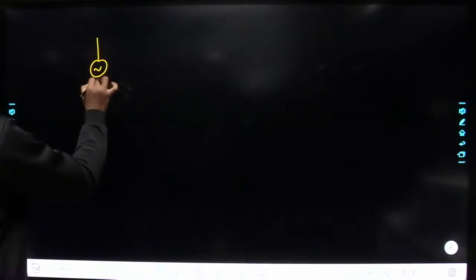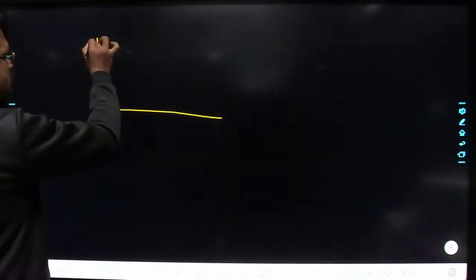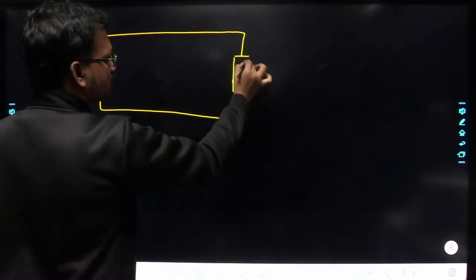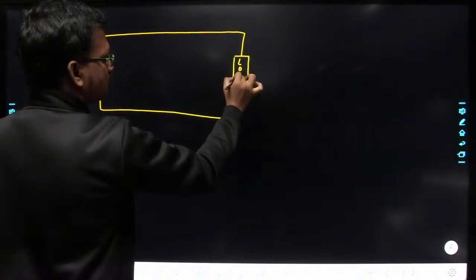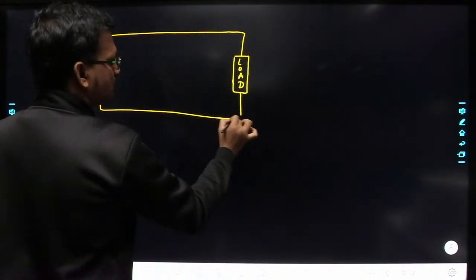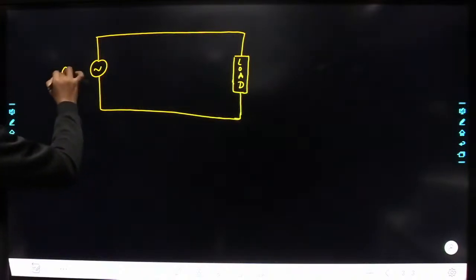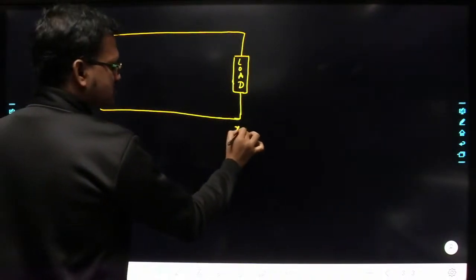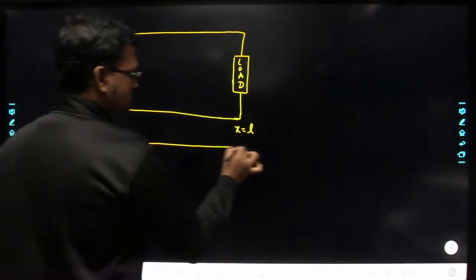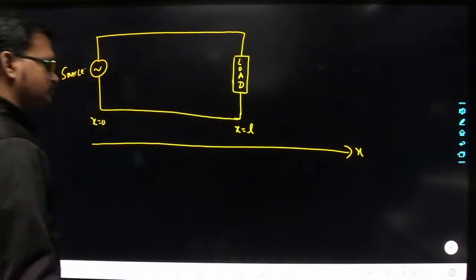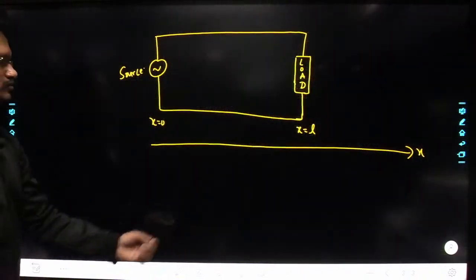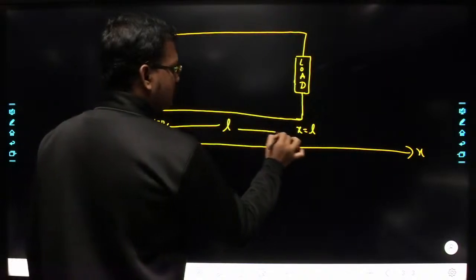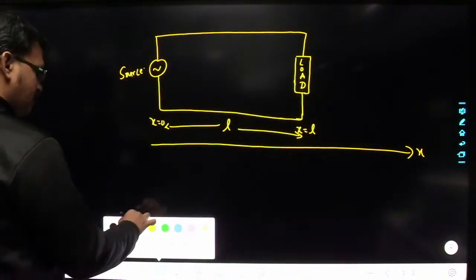So here I am applying the signal. This is the source and this is the load. Let us say this is x equal to 0 and this is x equal to L. This axis I am considering as the x axis. So this length of the transmission line is L.